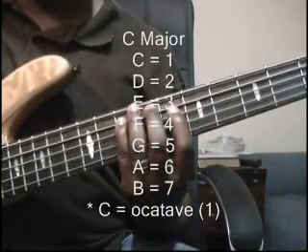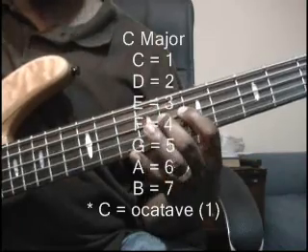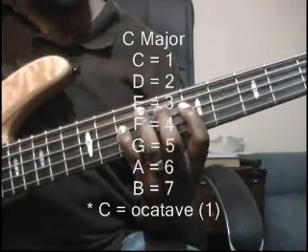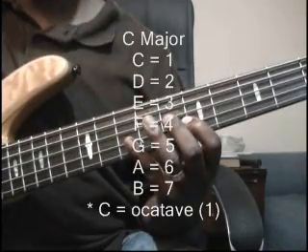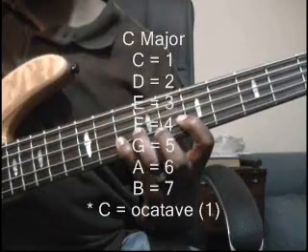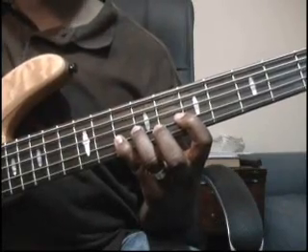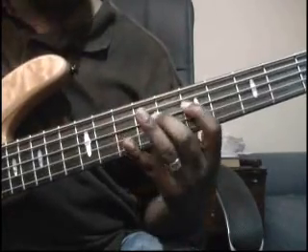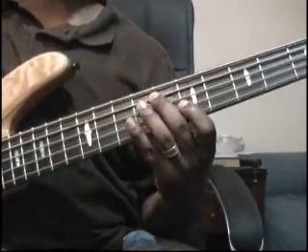The C is the 1 scale degree, or the first. The D is the 2, E 3, F 4, G 5, 6 is A, 7 is B, C octave, which could be 8, but no one calls it 8, 1. And we go back the other way.